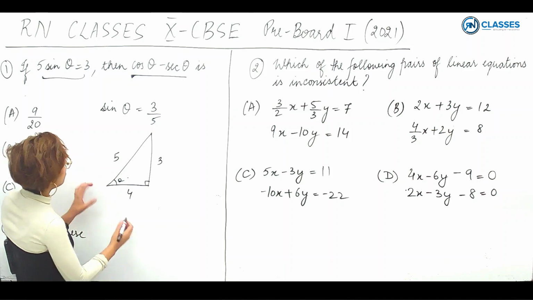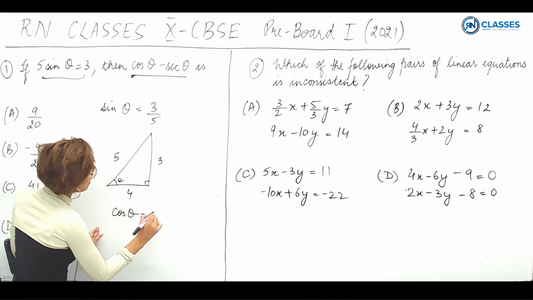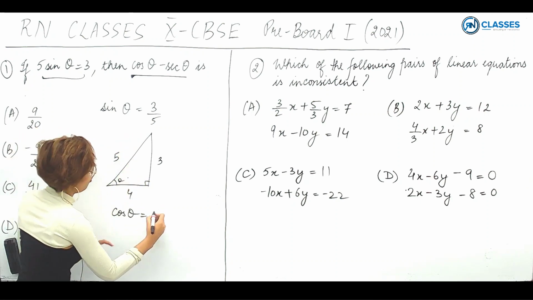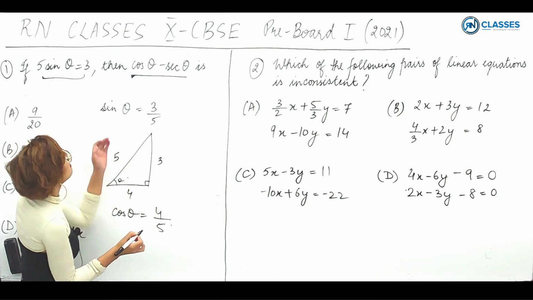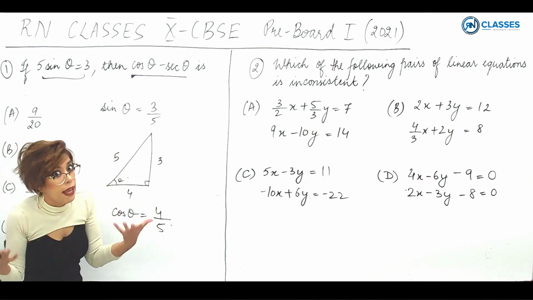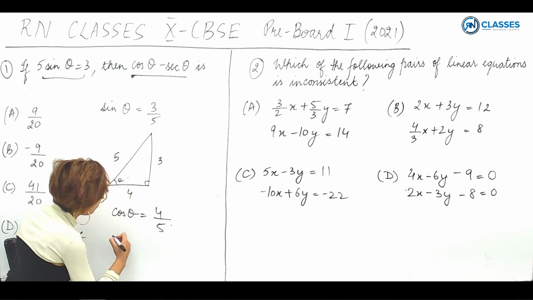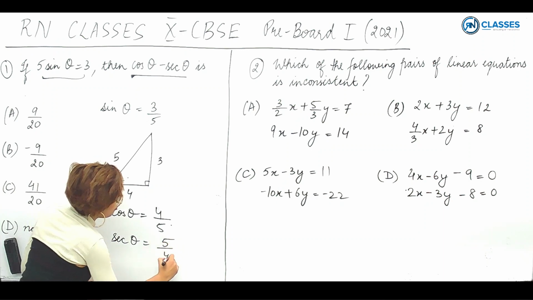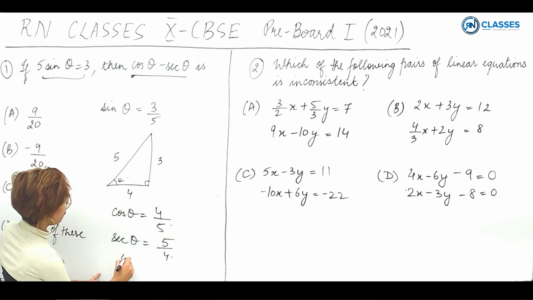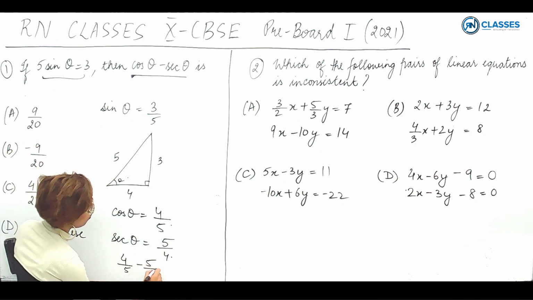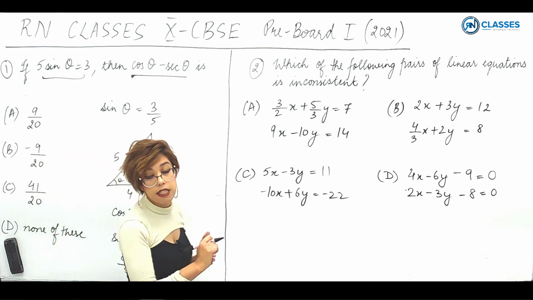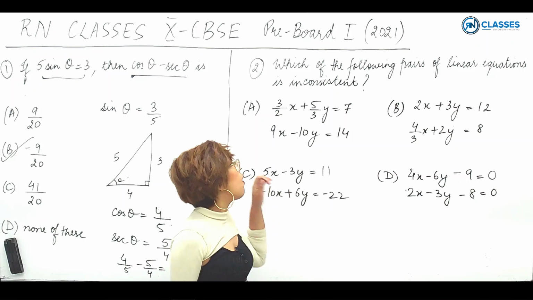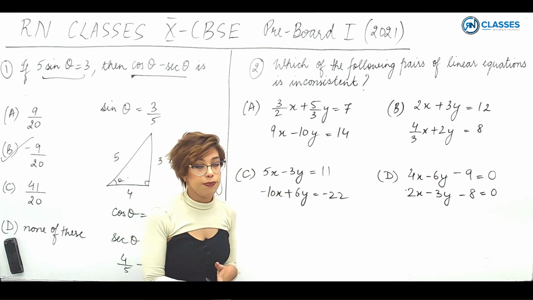Right? From here you can write cos theta. Cos theta is base upon hypotenuse, so 4 by 5. And secant theta is obviously 1 by cos theta, that means it's reciprocal, so secant theta is the reciprocal of this, 5 by 4. I need to subtract it, 4 by 5 minus 5 by 4, and I can easily get the answer, which is option B. Right? Now, let's move on to question number 2.